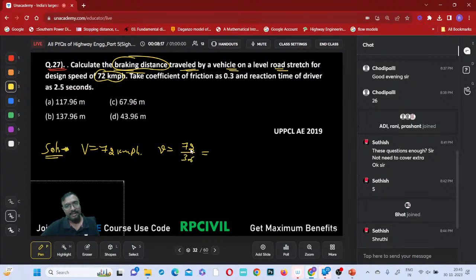What is it you can say? 3.6 into 2 is 7.2, into 20 it will give 72, right? 20 meter per second, right? What is it you are having? 20 meter per second, right?